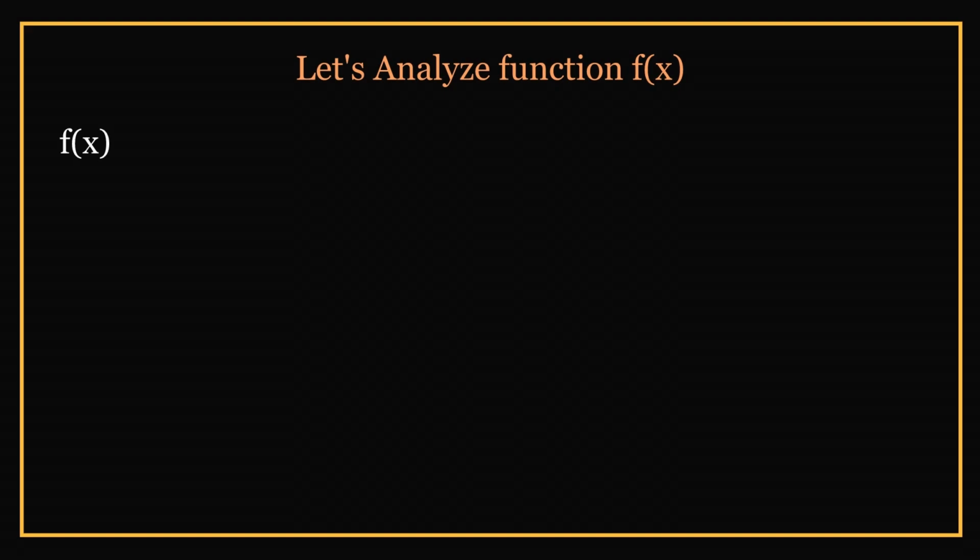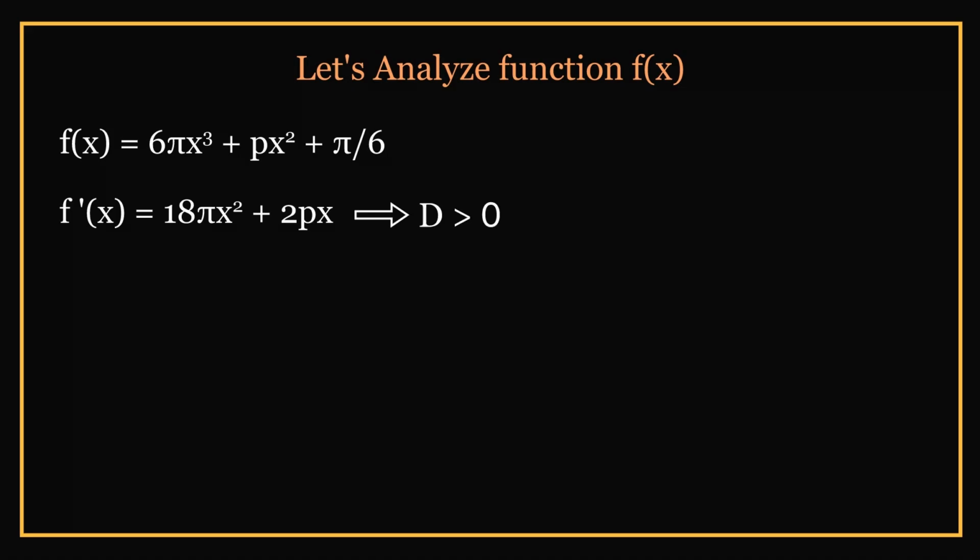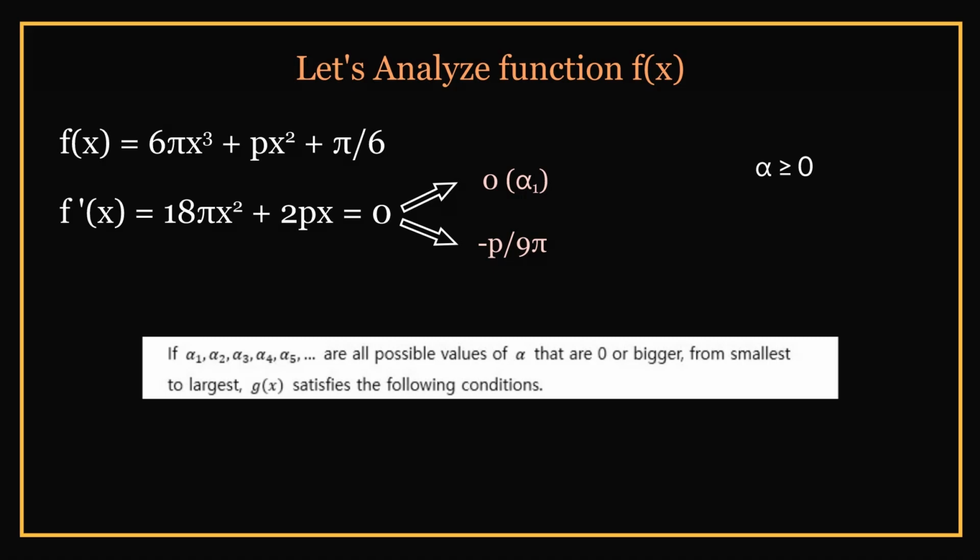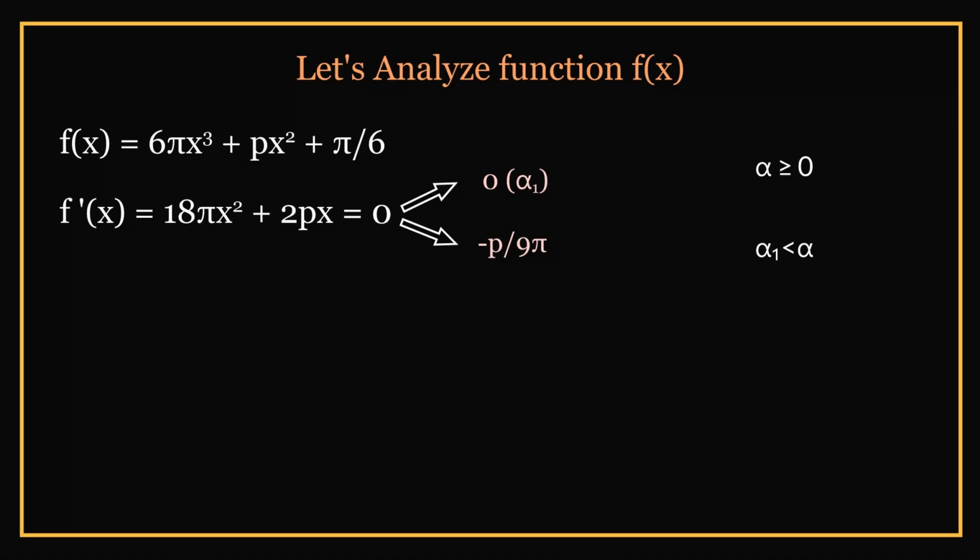To proceed further in the question, it is necessary to analyze function f(x). If we look at its derivative, we notice that the discriminant is greater than 0, which means it has 2 real and distinct roots. By Rolle's theorem, we can say that f(x) can have at most 3 real roots. Furthermore, its critical points are 0, which is alpha 1, and minus p by 9 pi. Also, it is mentioned that alpha is greater than or equal to 0. In other words, it's positive, and the consecutive values of alpha are in ascending order.